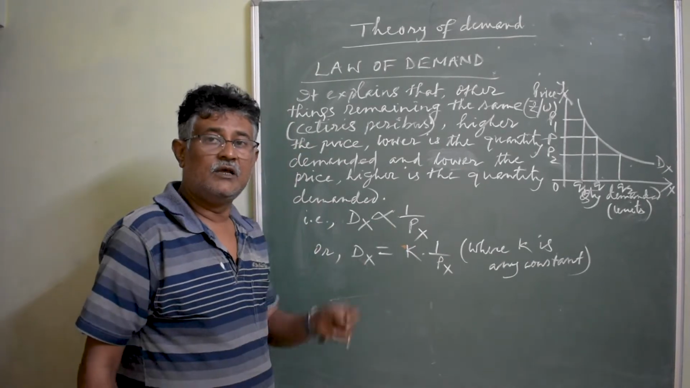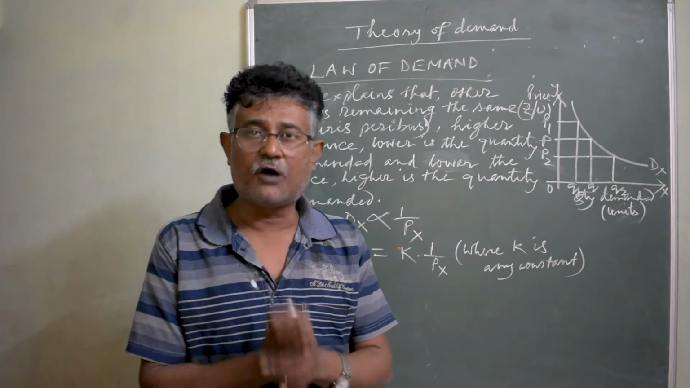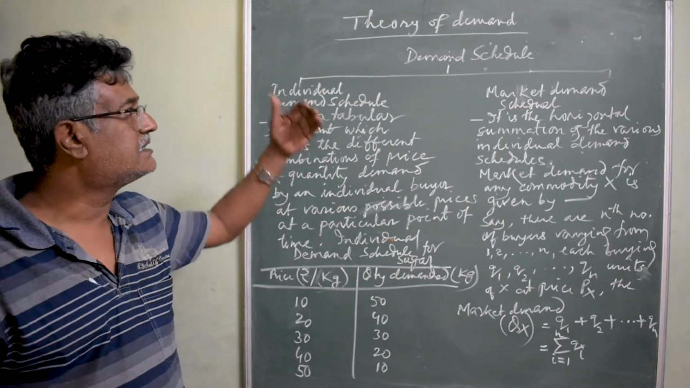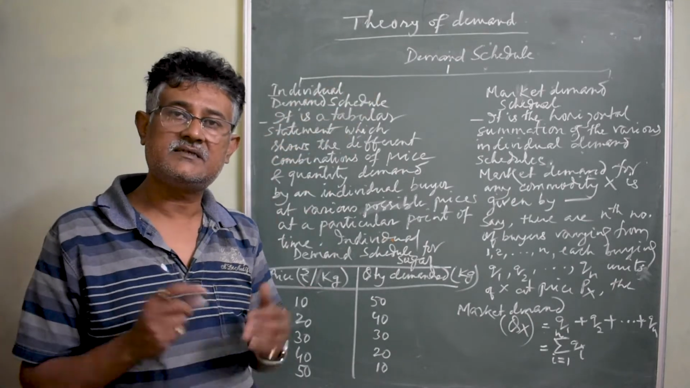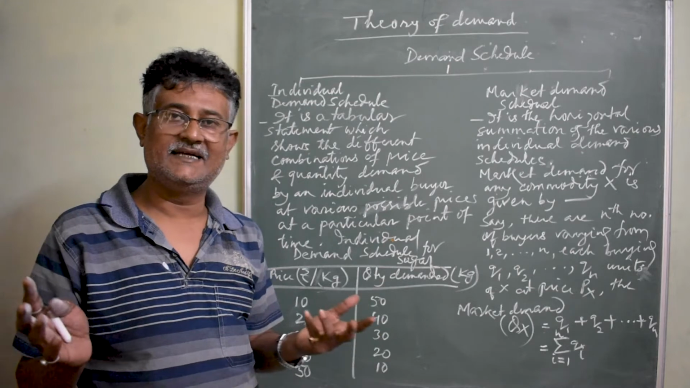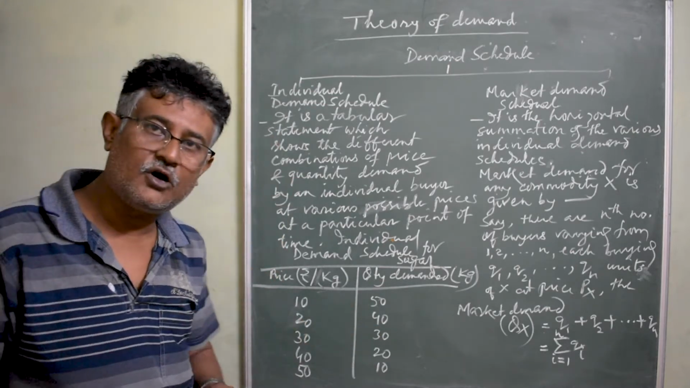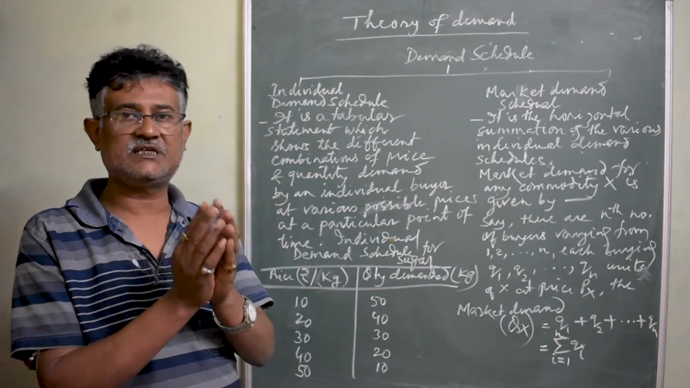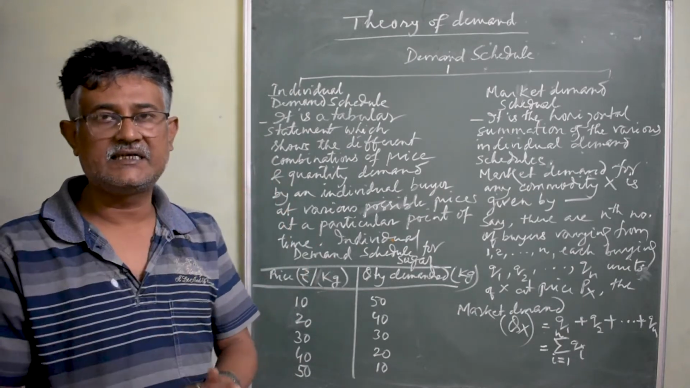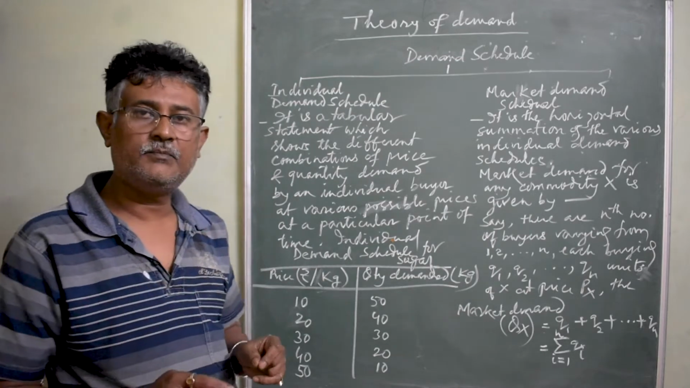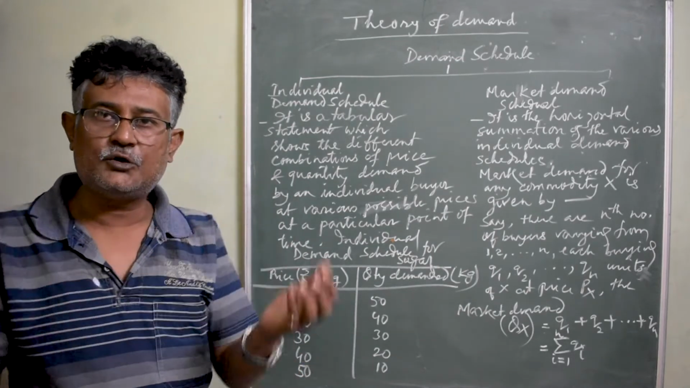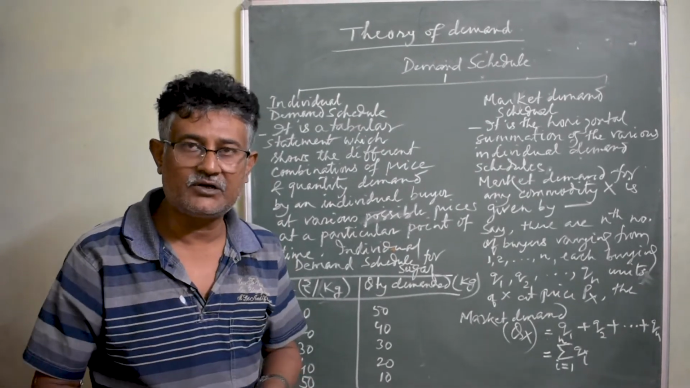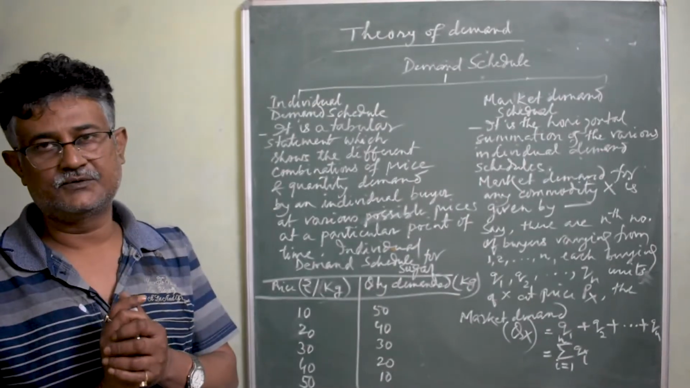Now from here we will come to the next topic, that is demand schedule. So what is a demand schedule? Demand schedule is a tabular statement, that is a statement represented in the form of a table showing the different combinations of price and quantity demanded by an individual buyer or a group of buyers at various possible prices at a particular point of time. That is called a demand schedule.